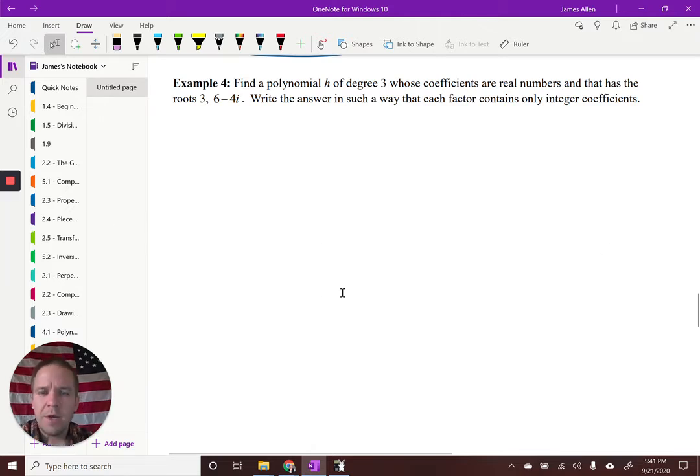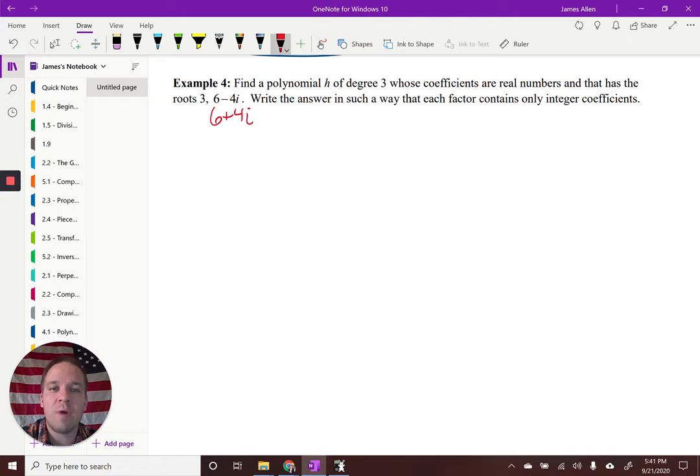Alrighty. So pay attention to the wording in this one. It's specific. Find a polynomial h of degree 3 whose coefficients are real numbers and that has the roots 3 and 6 minus 4i. Let's jot this down right now. We know the other one's going to be 6 plus 4i, don't we? Okay, get that out of the way.